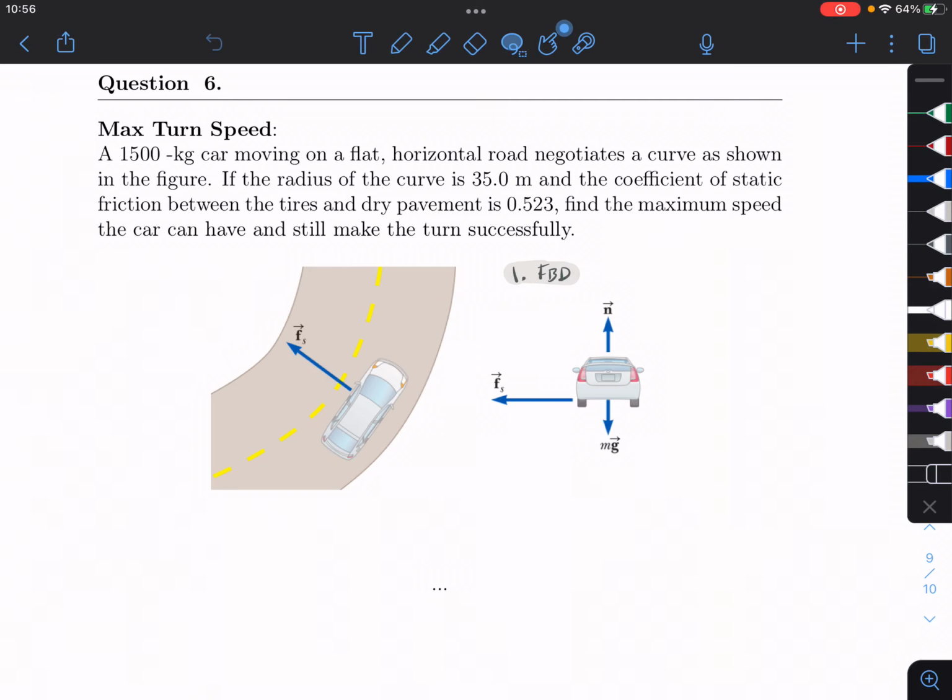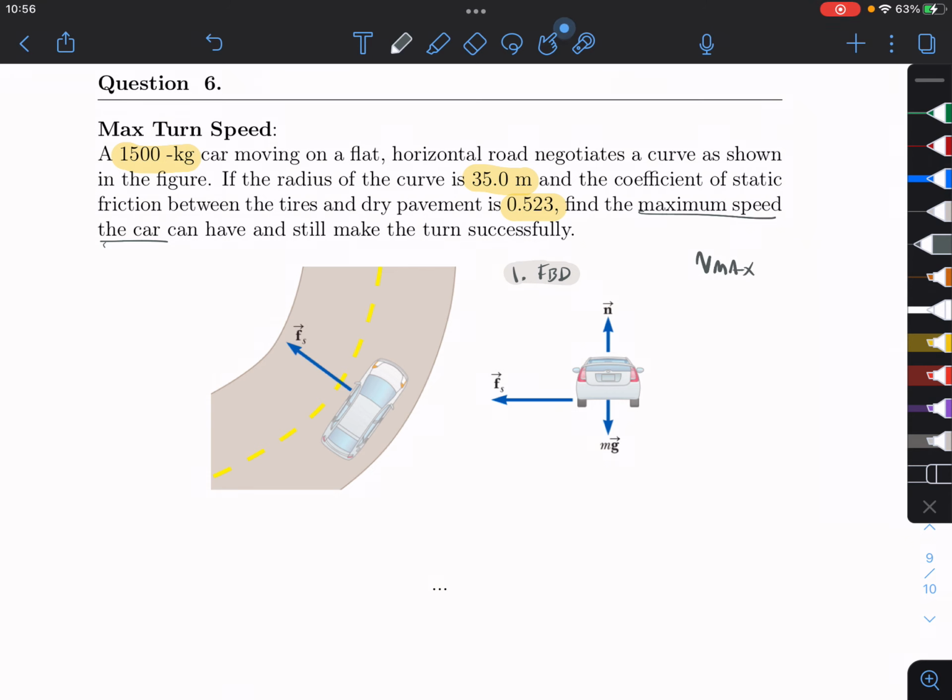Okay, so for this problem, we're looking at max turn speed. I'm going to take a second to pause and let you read the problem statement. Feel free to resume when you're done. Okay, so we are given the radius of the curve, the coefficient of friction, and the mass of the car. And we're trying to solve for the maximum speed the car can have and still make the turn successfully.